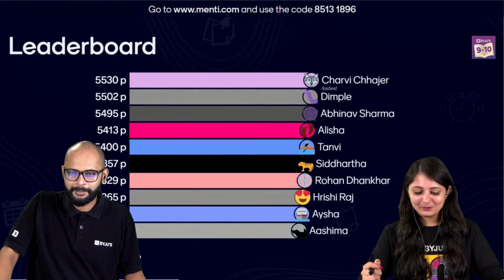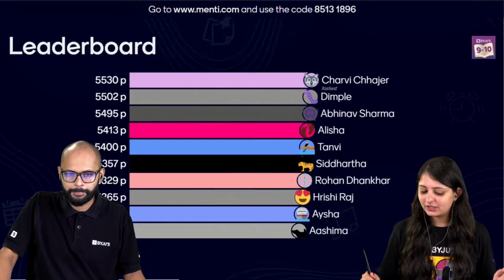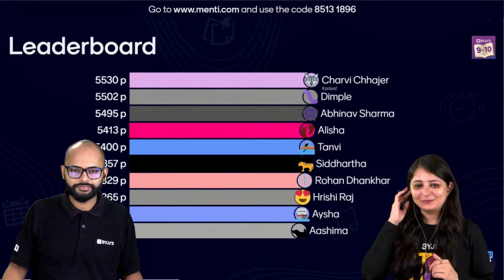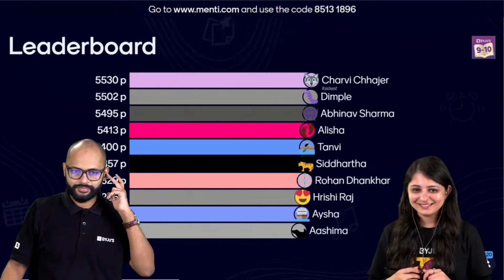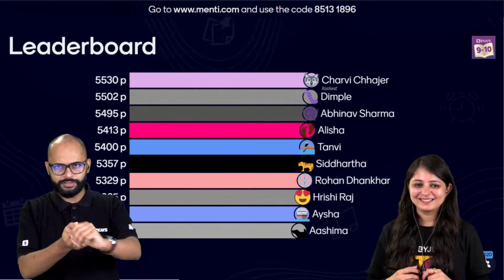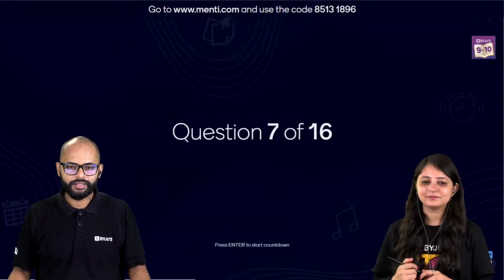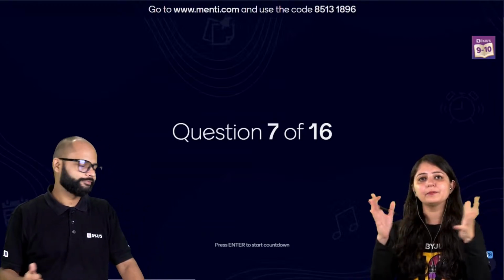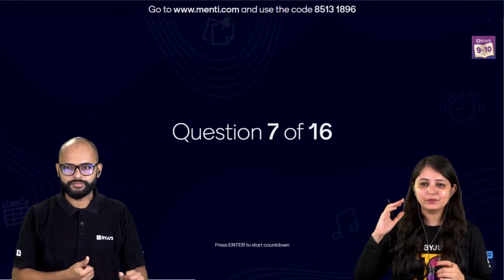Great, so Charvi's there at the top now. We've got Dimple, Abhinav, Alisha, Tanvi, Siddharth, Rohan, Rishi, Aisha, Ashima. Lots of new names are coming. So nice, this is the best part. After every two questions, it's changing completely. Nice, very good. Keep up the spirit of this Menti challenge, and yes, the scoreboard will keep on changing, right? You have to be consistent if you want to stay on the scoreboard. And it's okay even if you're not on the board and you're improving your rank, that's equally good. So just keep noting what your rank is and keep improving, okay?